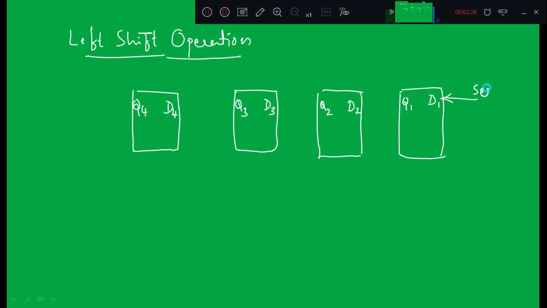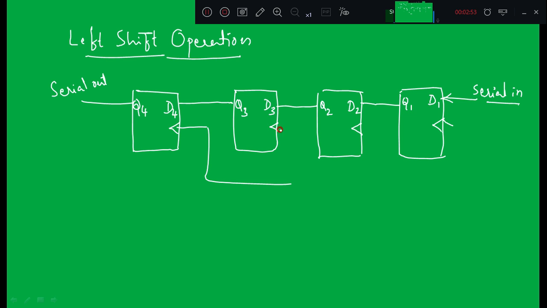So here I will write the data as serial in, okay, and the output I will write as serial out, right? And the output of one flip-flop is connected to input of next flip-flop, right? And we are going to provide a common clock for all four flip-flops, right? So here we are seeing the left shift operation for synchronous sequential circuit, right? So this is the control input. We denote this control input as clock.